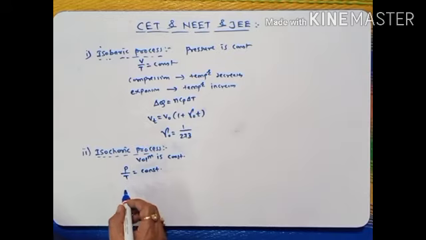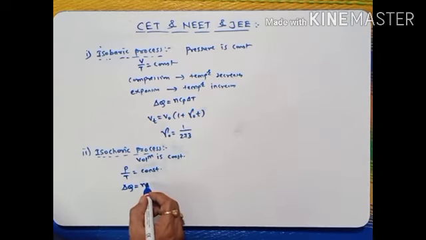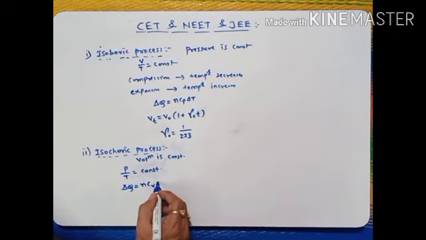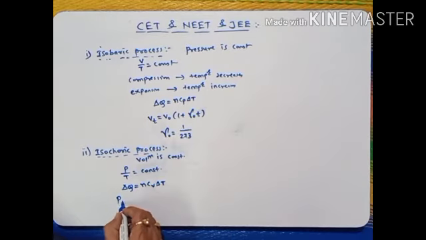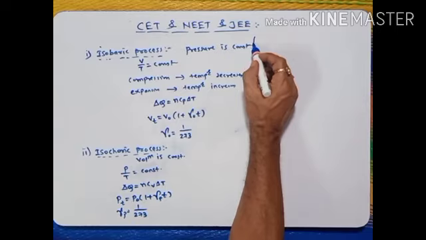Now, here delta Q can be given like this: delta Q is equal to n Cv delta T, where n is the number of moles. And here we consider pressure Pt is equal to P0 (1 plus gamma P into t), where gamma P is equal to 1 upon 273 per degree centigrade. This is about the isochoric process.